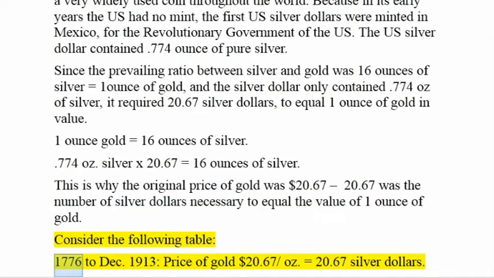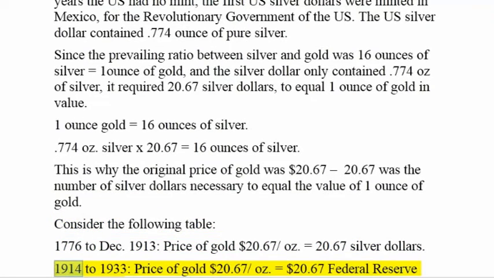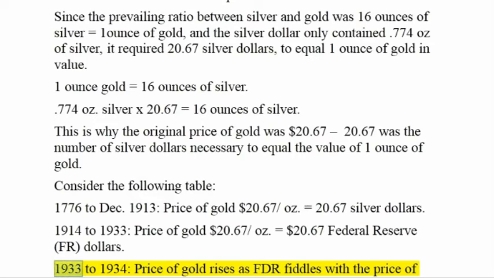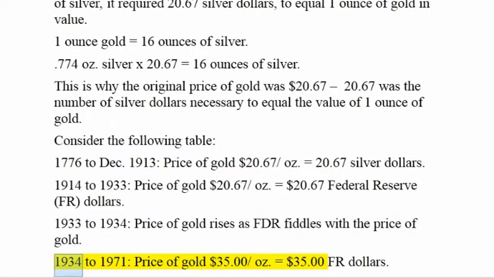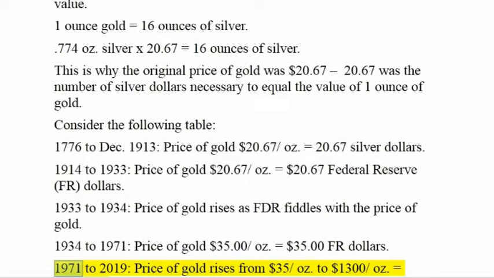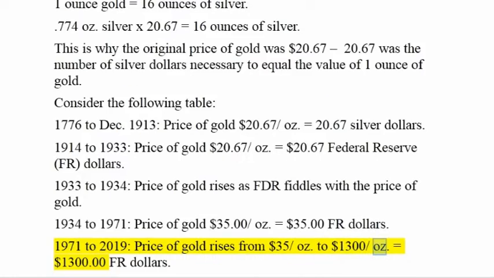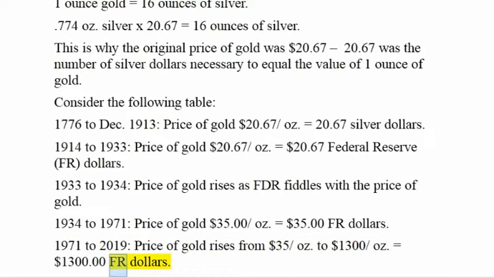Consider the following table: 1776 to December 1913, price of gold $20.67/oz equals 20.67 silver dollars. 1914 to 1933, price of gold $20.67/oz equals $20.67 Federal Reserve, FR, dollars. 1933 to 1934, price of gold rises as FDR fiddles with the price of gold. 1934 to 1971, price of gold $35.00/oz equals $35 FR dollars. 1971 to 2019, price of gold rises from $35/oz to $1300/oz equals $1,300 FR dollars.